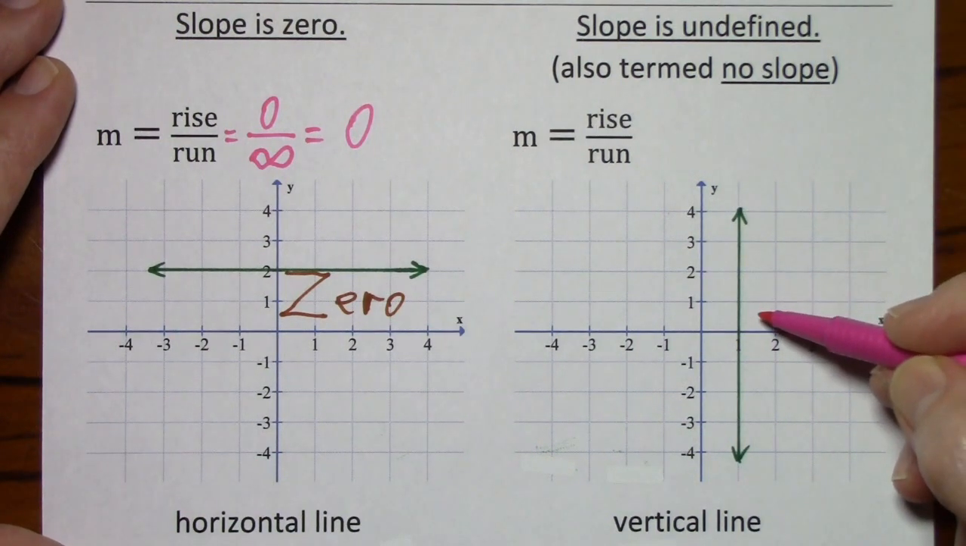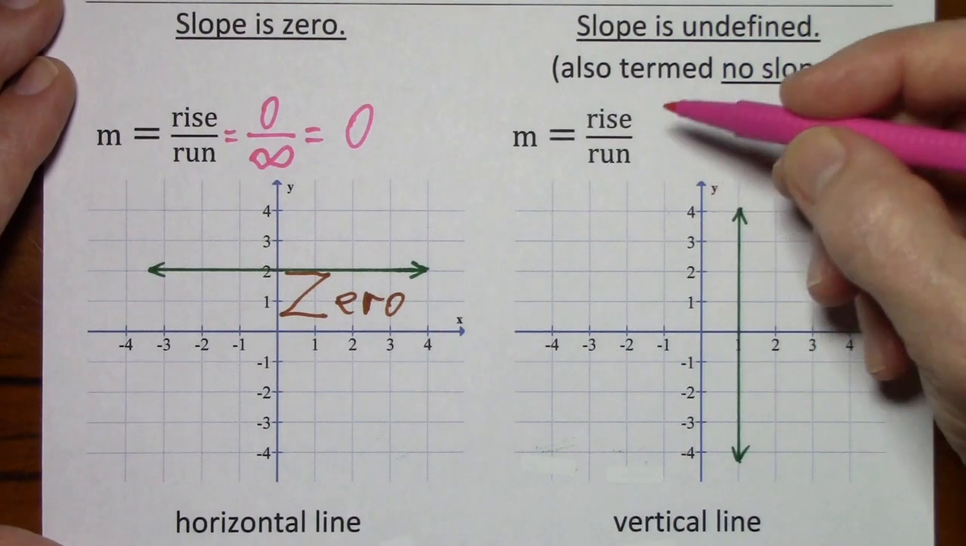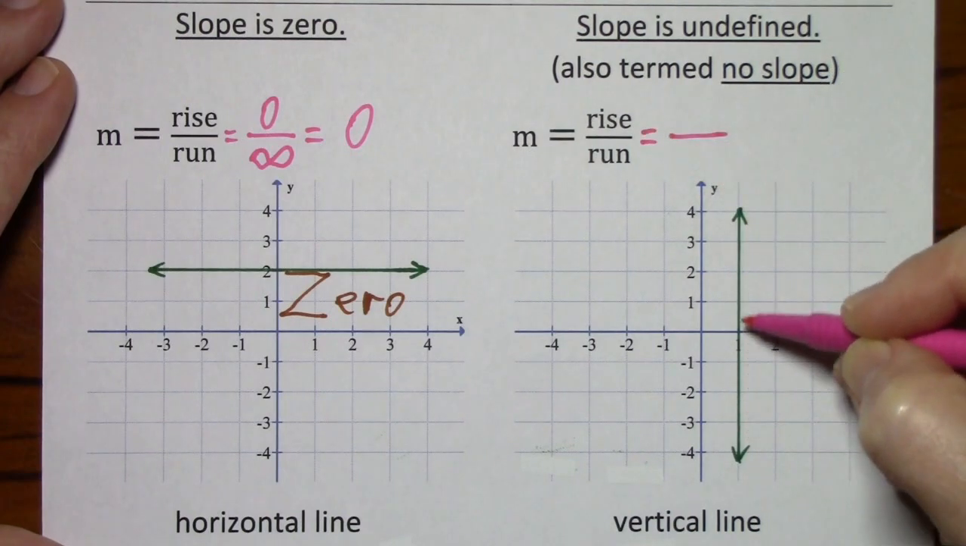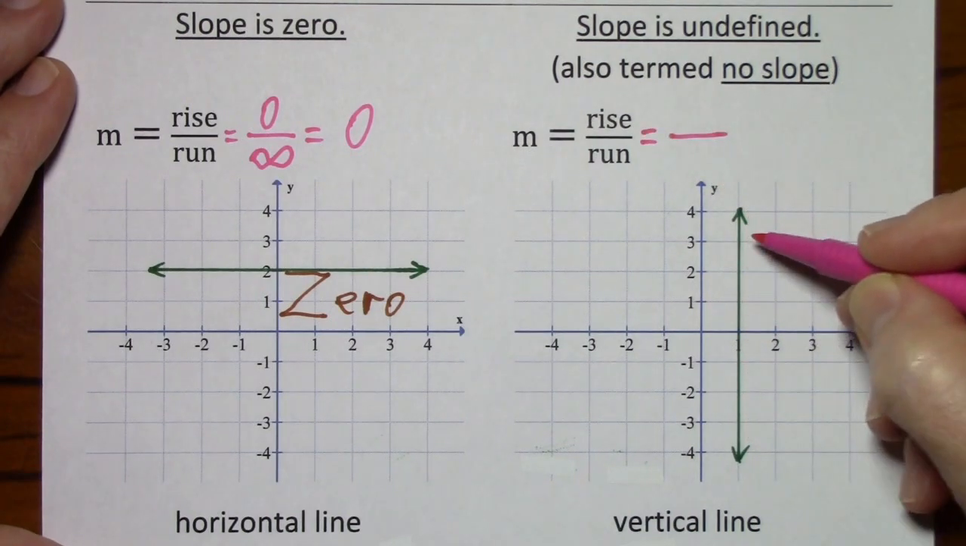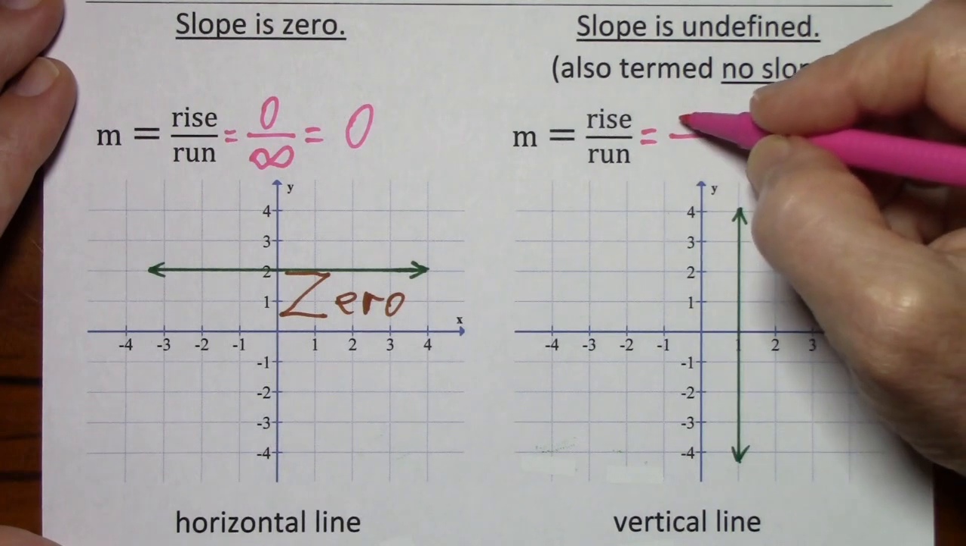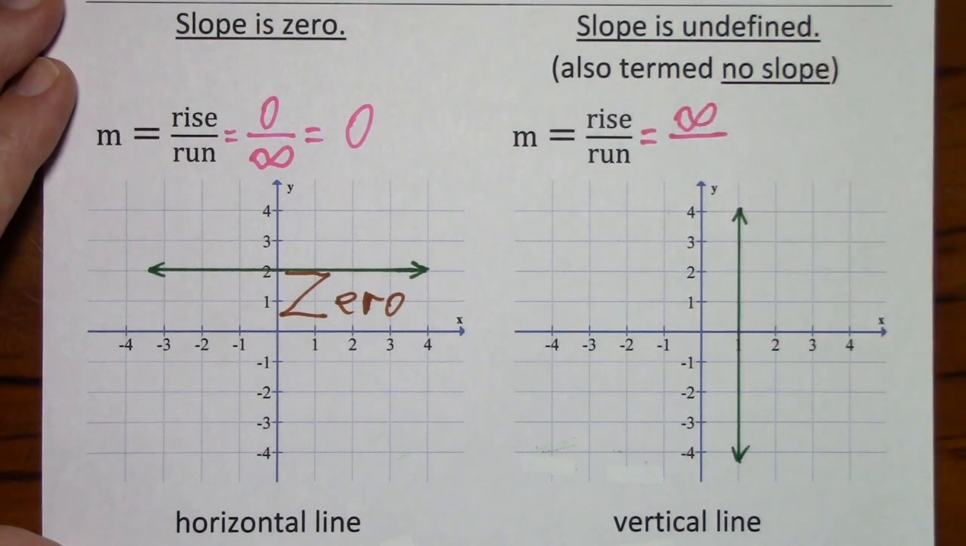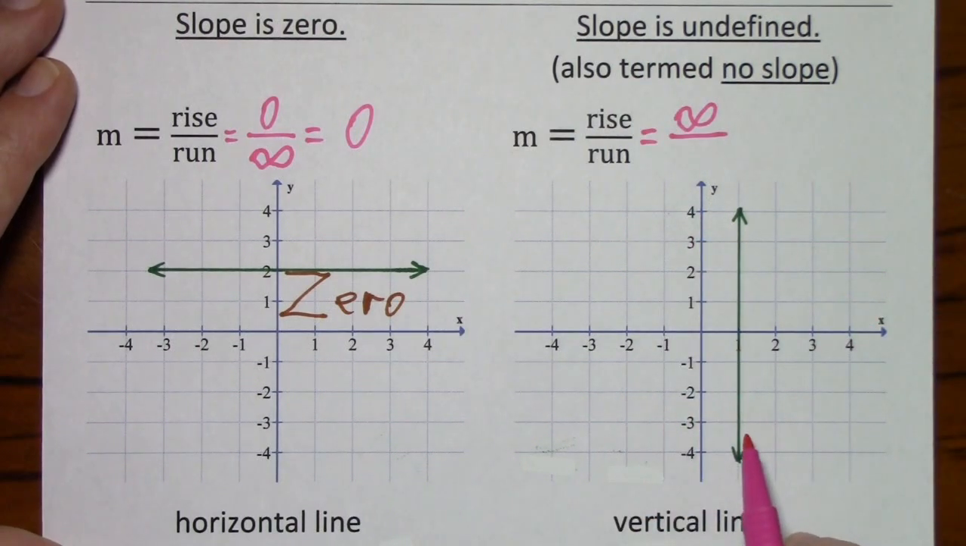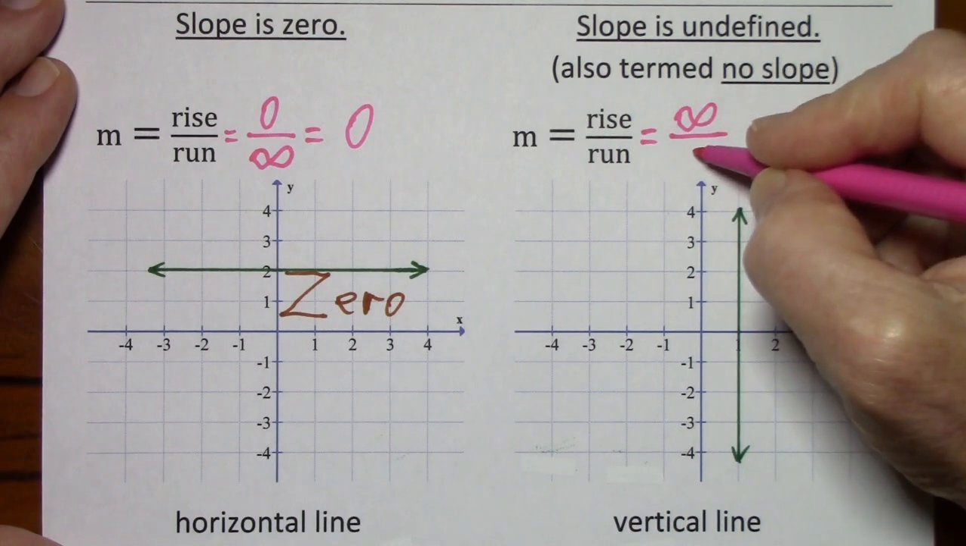Now let's take a look at what happens when we say there's no slope. Again, slope is rise over run. Does this line rise at all? Well, yeah, it rises forever. I'll just say the rise is infinity. Does it run? Does it go back and forth any? No, the run is 0.